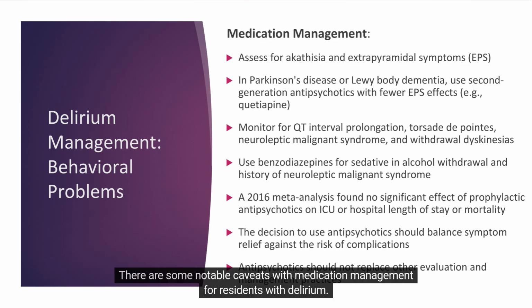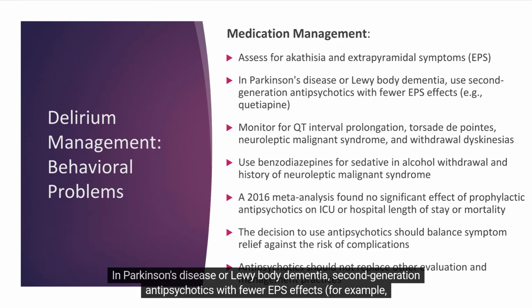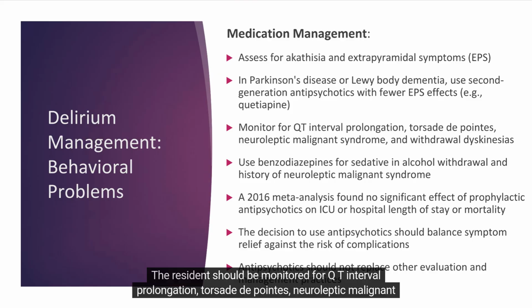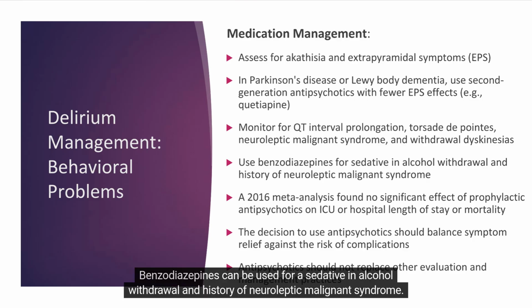There are some notable caveats with medication management for residents with delirium. The resident should be assessed for akathisia and extrapyramidal symptoms, or EPS. In Parkinson's disease or Lewy body dementia, second-generation antipsychotics with fewer EPS effects, for example, quetiapine, should be used. The resident should be monitored for QT interval prolongation, torsade de pointes, neuroleptic malignant syndrome, and withdrawal dyskinesias. Benzodiazepines can be used for a sedative in alcohol withdrawal and history of neuroleptic malignant syndrome.